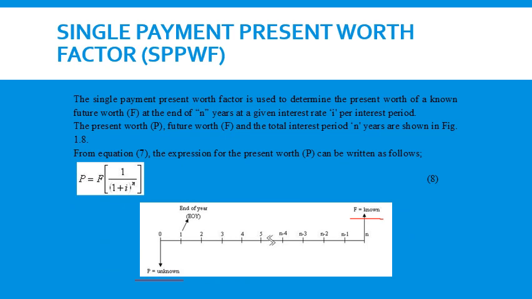Finally, what do I do? F is equal to P into (1 plus i) to the power of n. That has already been derived. Now, I just get the value of P from the same equation 7. As a result, P is equal to F into 1 divided by (1 plus i) to the power of n. Here this bracketed factor is termed as single payment present worth factor.